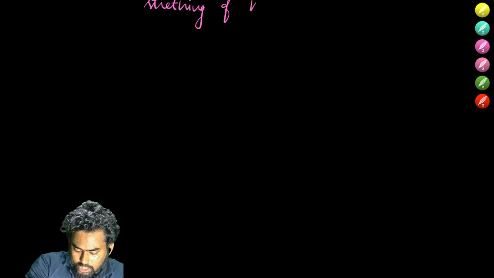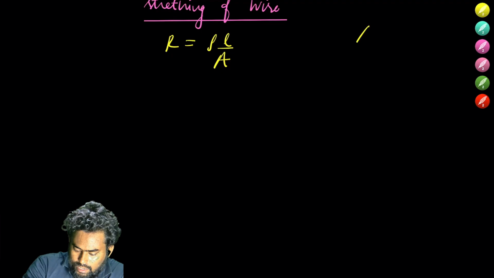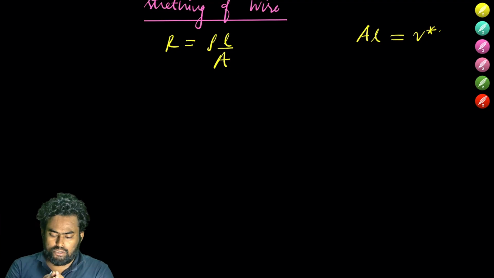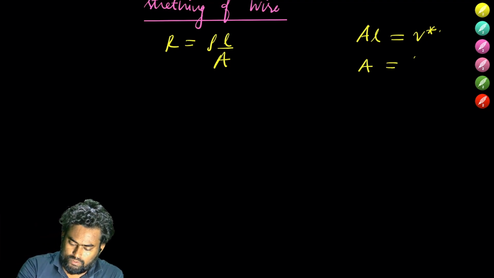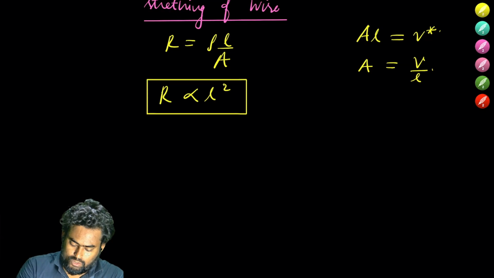Stretching of the wire. R is given as rho L by A. Area into length will be volume, and that will be constant while stretching. When you stretch the rod, its volume does not go anywhere, so it remains constant. So area can be written as volume by length. When you put it in, resistance will come out proportional to L square.